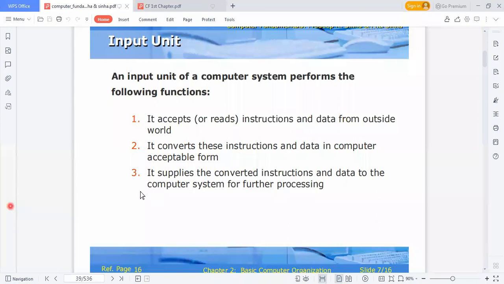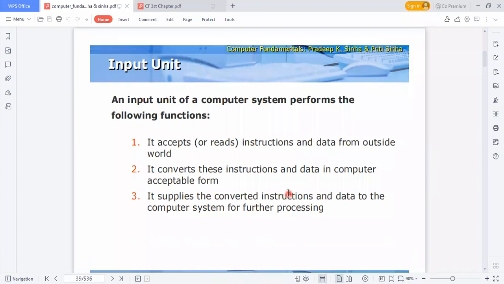Now the third function: it supplies the converted instructions and data to the computer system for further processing. If there is any query or any further controlling, then we have to convert the instructions and data for the computer system for further processing. So these are the 3 functions of the input unit.